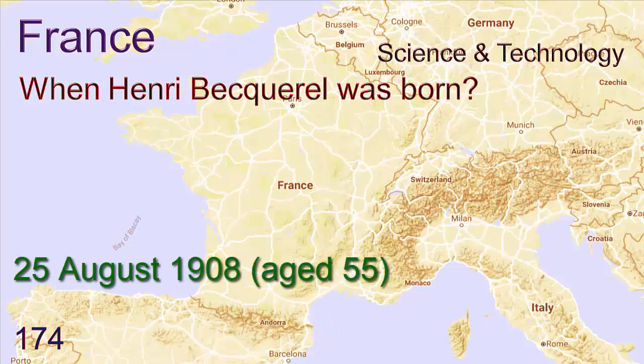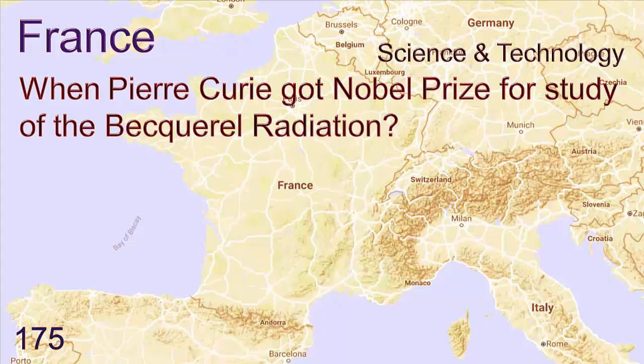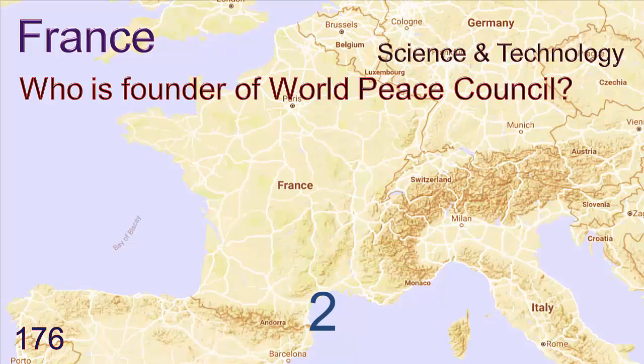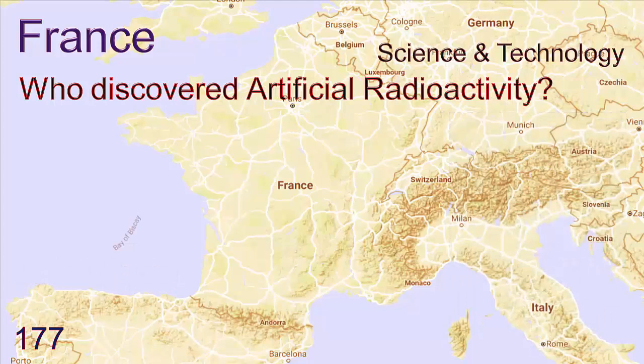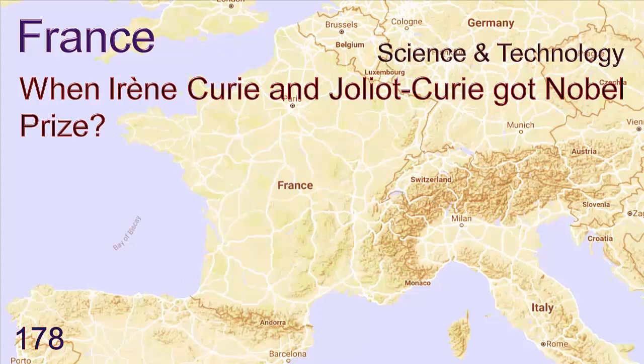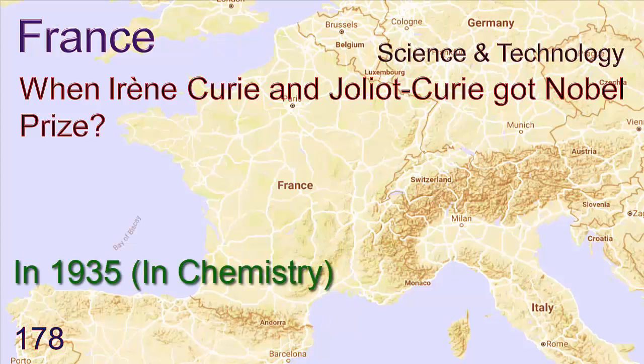When did Pierre Curie get the Nobel Prize for the study of Becquerel radiation? In 1903. Who is the founder of the World Peace Council? Jean Joliot-Curie. Who discovered artificial radioactivity? Irène Curie and Jean Joliot-Curie. When did Irène Curie and Jean Joliot-Curie get the Nobel Prize? In 1935.